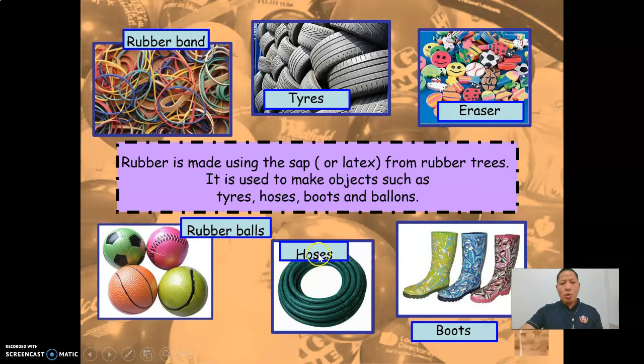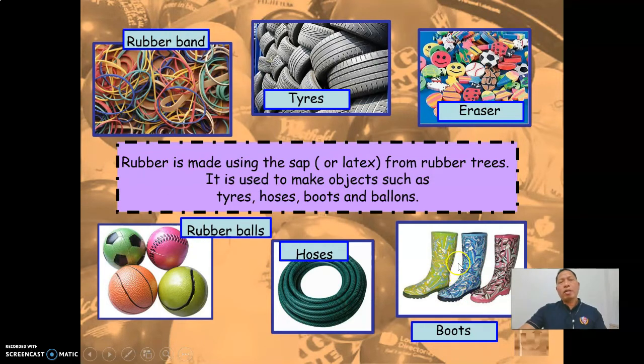Next is hoses. Hoses are used in a garden. If you have a garden, then your dad and mom use it. And last, boots. Boots are used when there is water. When you go outside and there is a heavy rain, you can use boots. And boots come in different colors also, not just black, but there is green, blue, and pink. Okay, these are made of rubber.